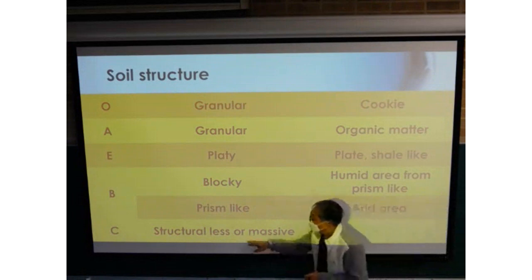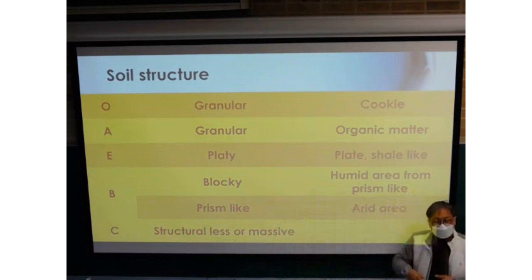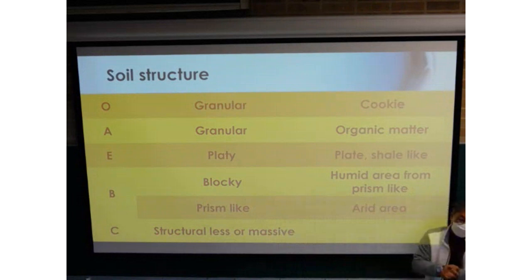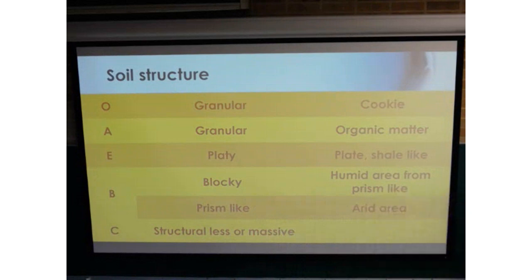And then the structureless or massive: when we break it, we cannot find a broken pattern easily. In that case, we call that structureless or massive. So each horizon commonly has a different type of soil structure.